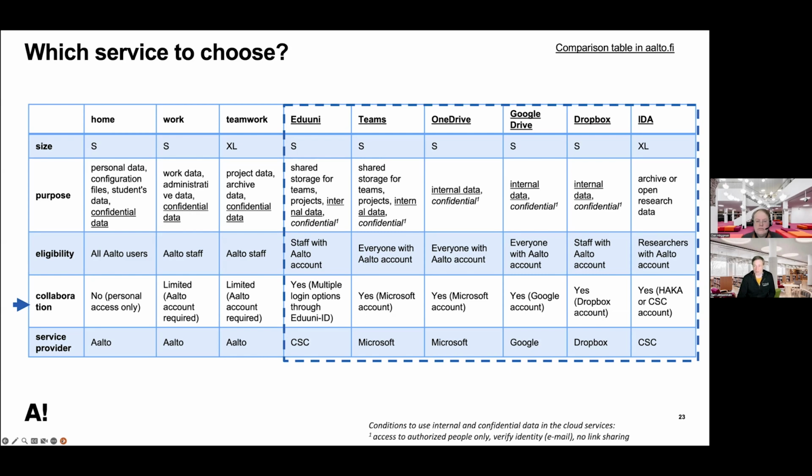And for collaboration, we recommend the cloud services: Microsoft Teams, eDuni, OneDrive, Google Drive, Dropbox. Usually the choice between OneDrive, Google Drive, and Dropbox is about what your collaborators use. So between the teams who collaborate with each other in an organization, you might try to find a common tool that everyone is happy to use. Sometimes easier, sometimes more difficult. And if you have only internal data of an Aalto research project, so you don't have external collaboration, then you can set up your collaboration in Teamwork.